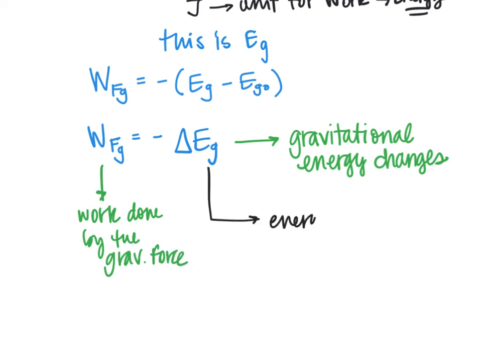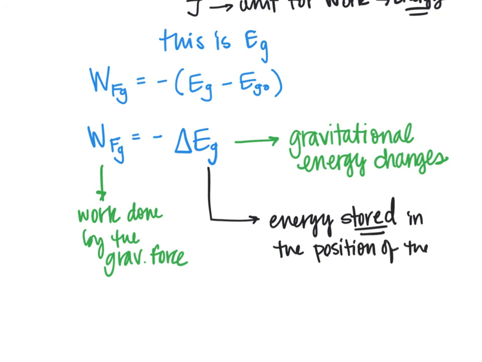So this is the energy stored, I don't like to use the word potential, stored in the position of the mass. So when a mass is at a higher place, there's more energy. When an object is at a lower place, it has less energy. That's why we like to slide down tall slides.